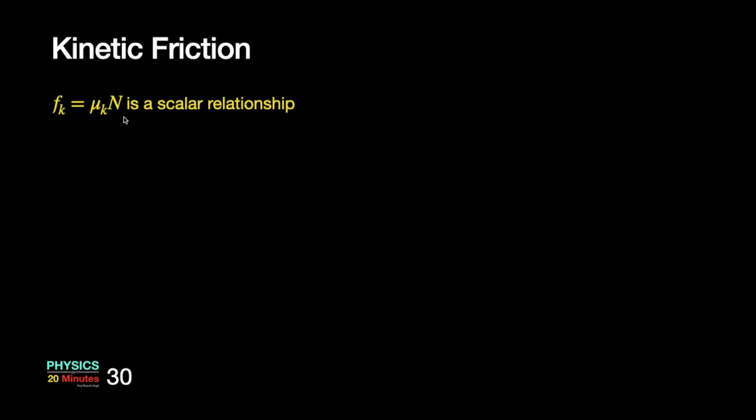Now remember, in itself this equation is a scalar, it is not a vector relation. Do remember that normal reaction and friction point in different directions. So if you take it vectorially, this equation is incorrect. Take it as a scalar relationship, it gives you the magnitude of the friction. The direction of the friction is opposite to the motion, and that is how we have to remember.